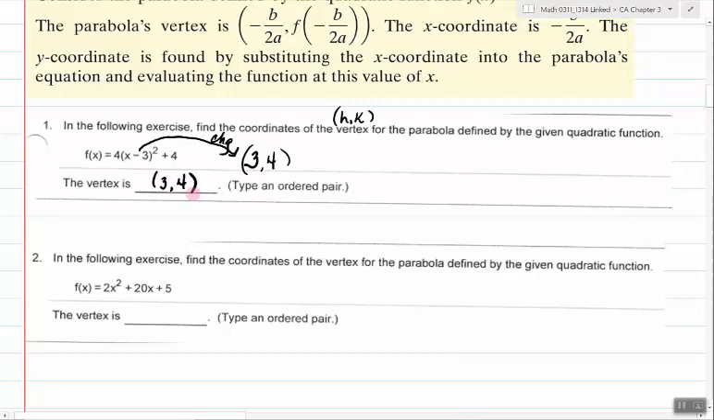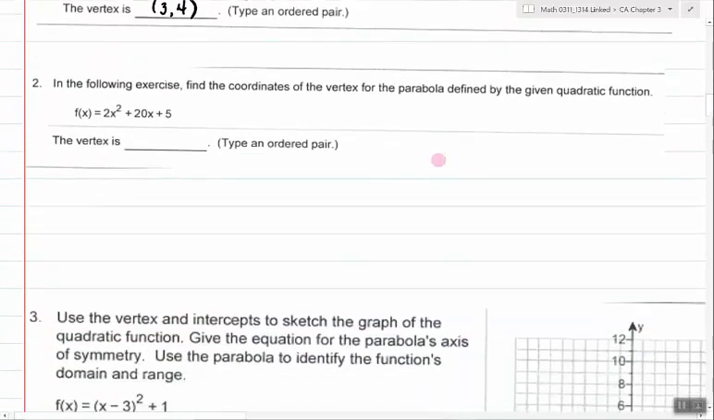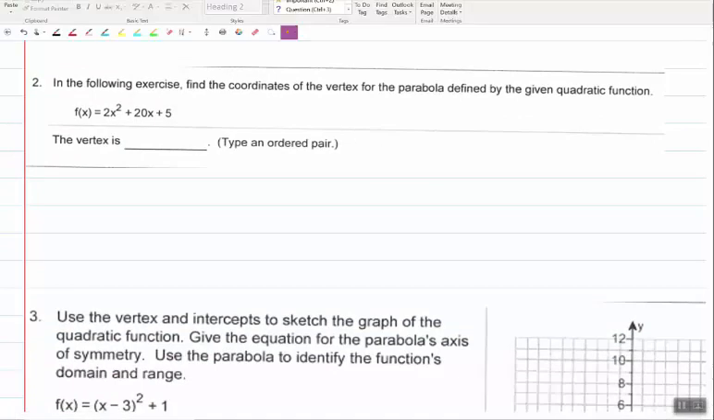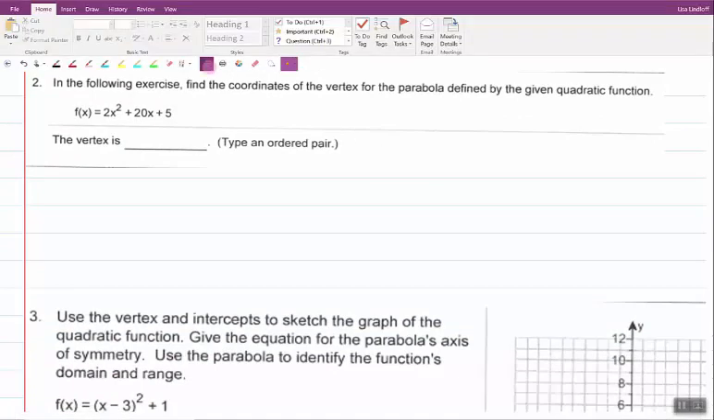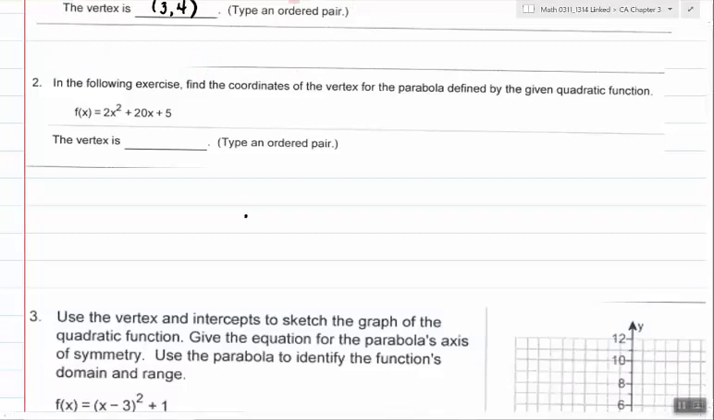What you always have to remember is that whatever is sitting here, this is minus h. So whatever this is, if it's minus, h becomes positive. If it's plus, h becomes negative. But k doesn't change. So when you're in standard form, it is super easy to find the coordinates of the vertex. When you are in general form, it is not as easy.